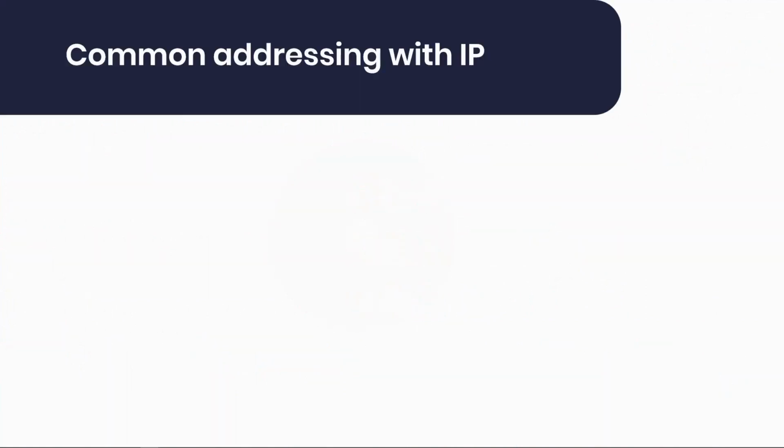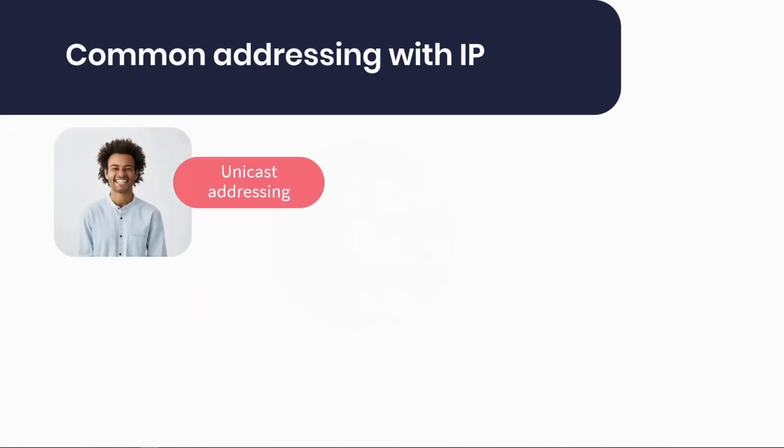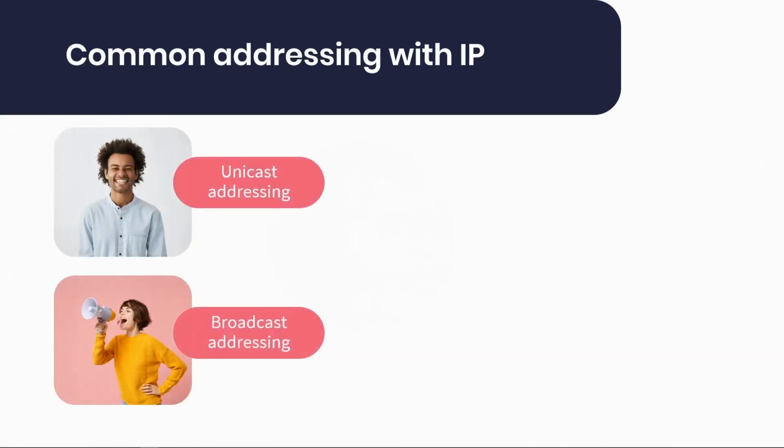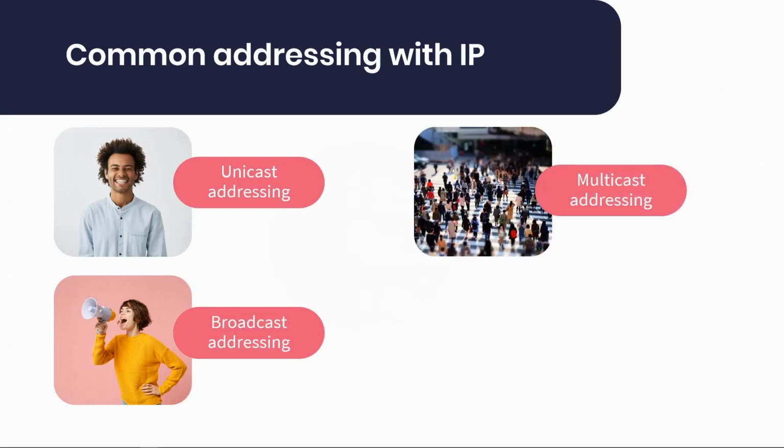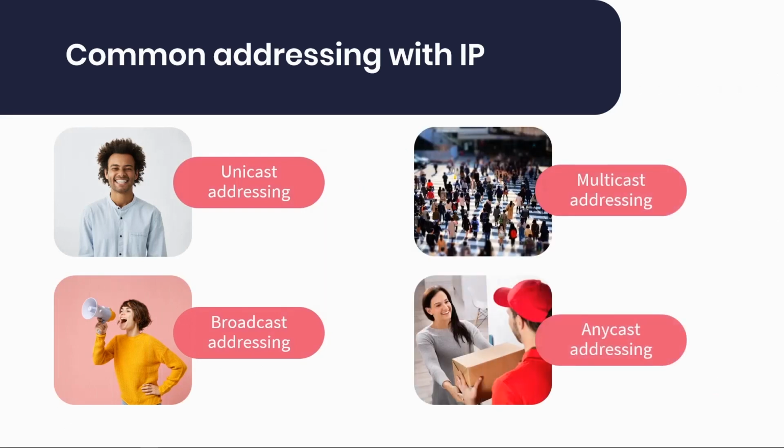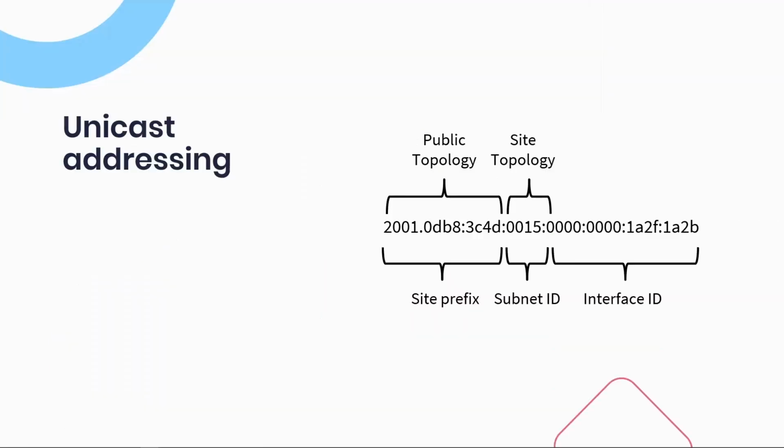There are 4 methods of addressing that we will look at now. They are unicast addressing, broadcast addressing, multicast addressing, and anycast addressing. Unicast addressing is the process of a single host sending data to a single destination.